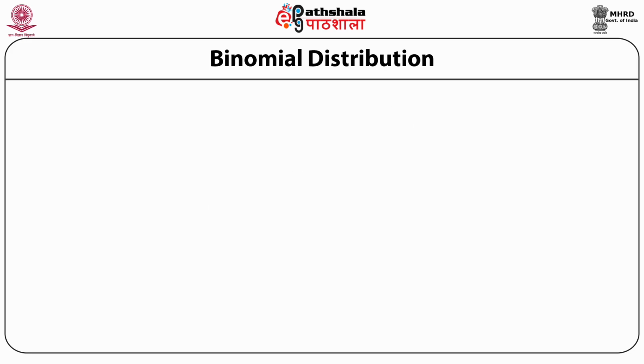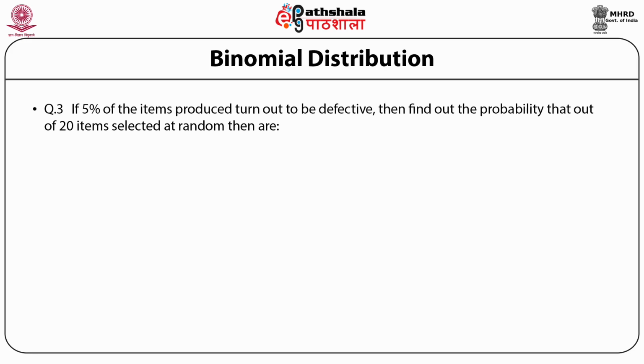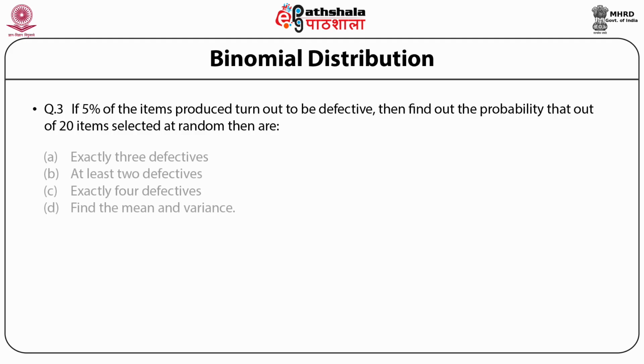Next example: if 5% of the items produced turn out to be defective, then find the probability that out of 20 items selected at random, first, there are exactly 3 defectives; second, at least 2 defectives; third, exactly 4 defectives; and the last, find the mean and variance.